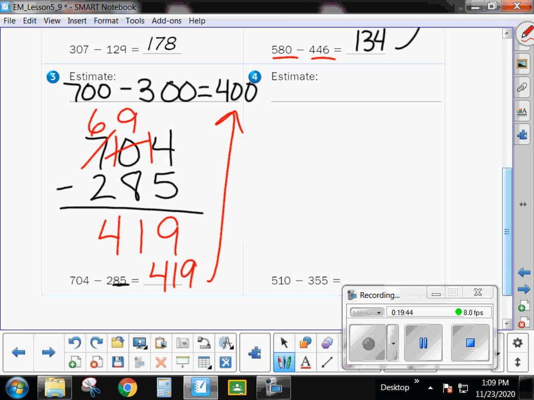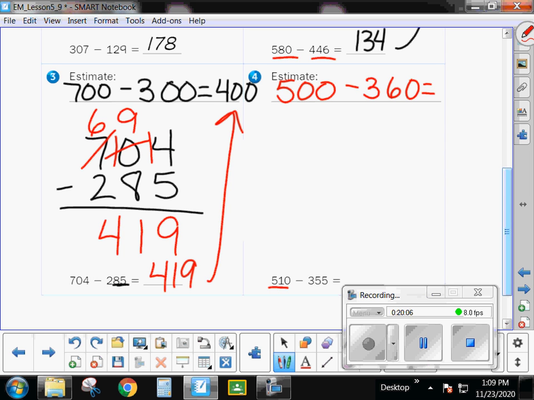All right, using 510 minus 355. I'm going to round this to 500. It's close enough. And then minus 300, let's do 360. Now you may have used different numbers to estimate. Remember, when you're estimating, you can round to the nearest tens or the nearest hundreds. So you may have used different numbers, and that's okay.